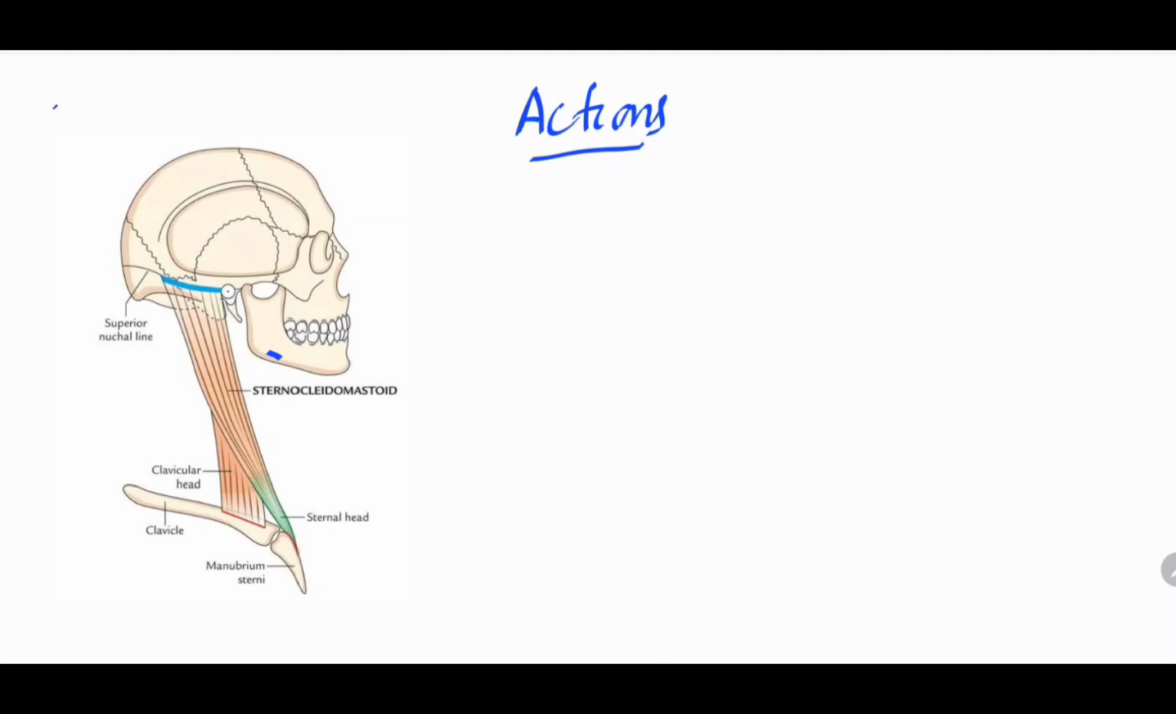Now, what is the action of this muscle? When a single muscle contracts, what happens? It tilts the head towards the same side. If the right sternocleidomastoid contracts, it tilts the head to the right side. And what happens when both the muscles contract? When the right and left muscles contract together, it pulls the head forward.